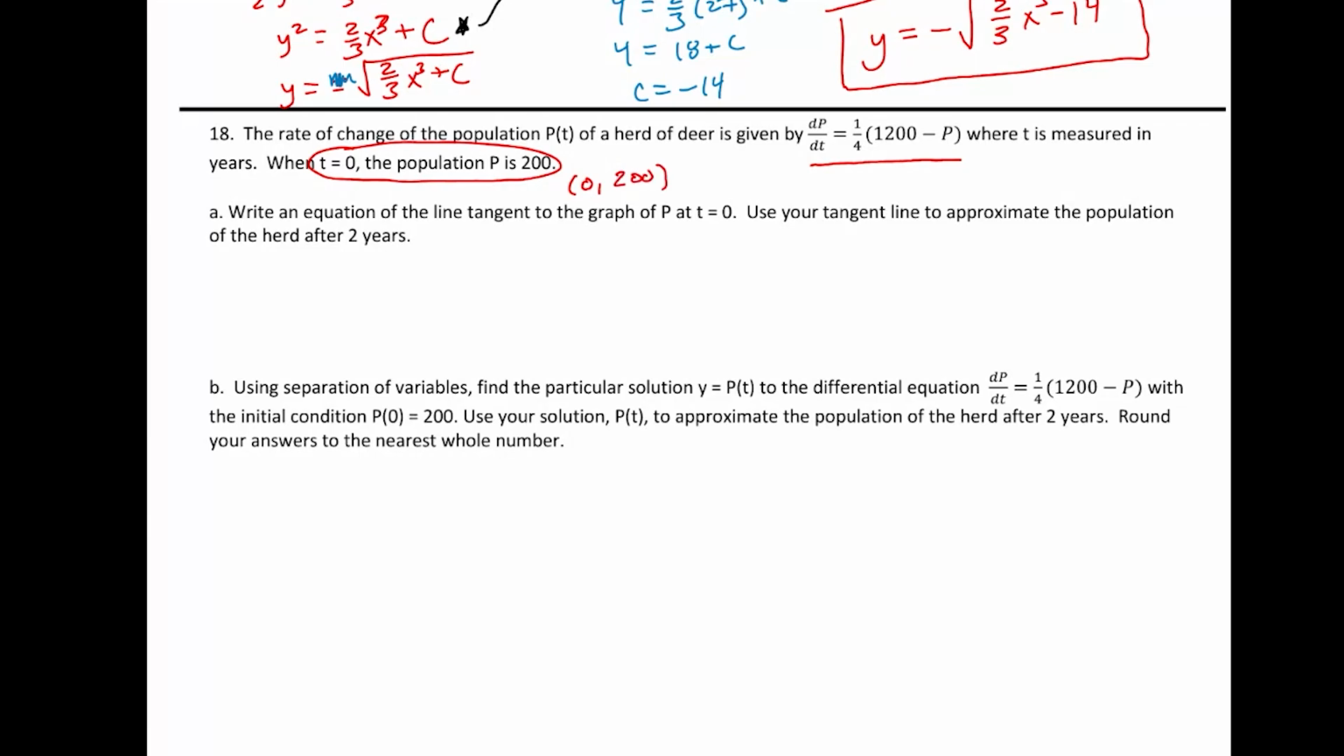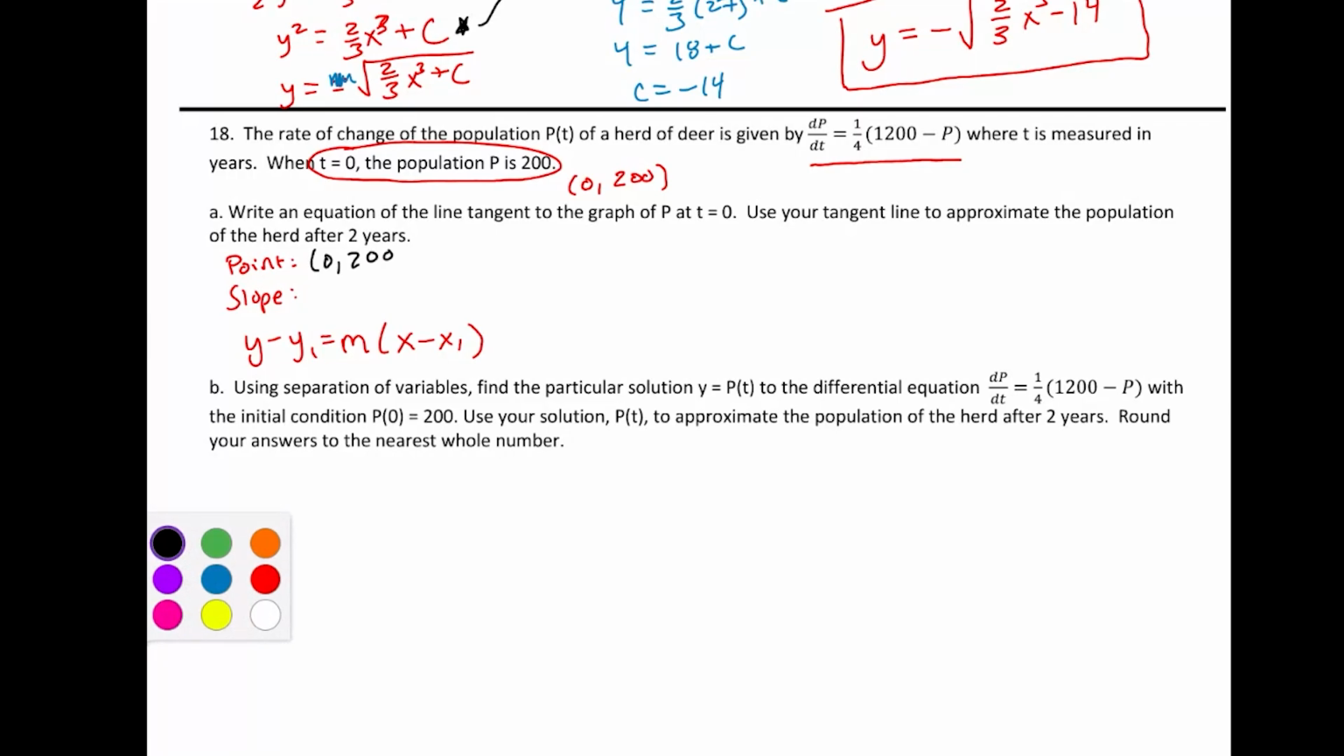Part A says write an equation of a line tangent to the graph at t equals 0. Use the tangent line to approximate the population of the herd after 2 years. So we're going to need a point and we're going to need a slope. And we're going to write our equation in point slope form, which is y minus y1 equals m times x minus x1. Since the point that's given is 0, 200, that's what I'm going to use for the point. I will have to calculate the slope though.